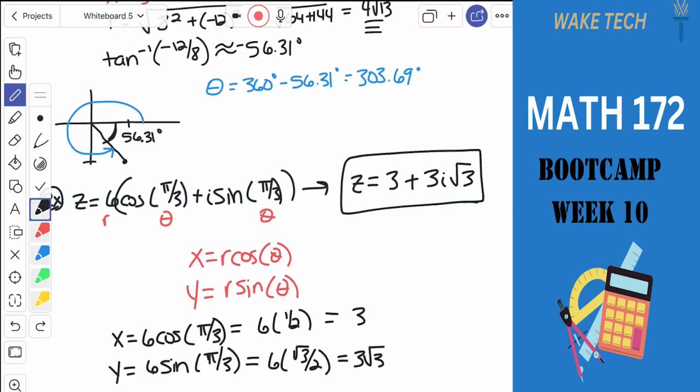Any questions about that conversion? We're going to do one more next to go from rectangular to polar again. Typically that one is a little trickier of a conversion to do. Questions about either of these two first?